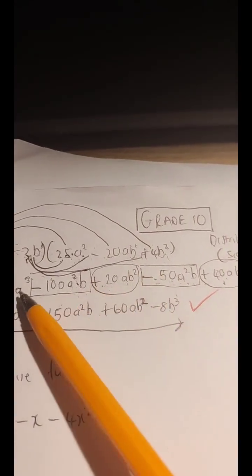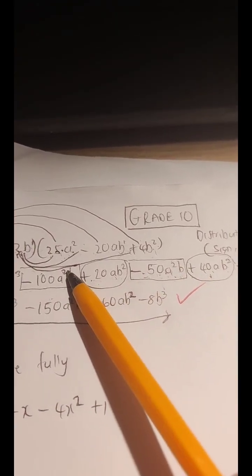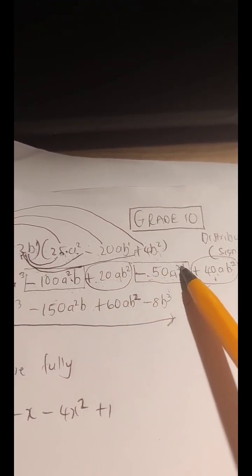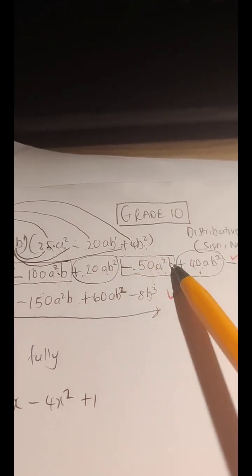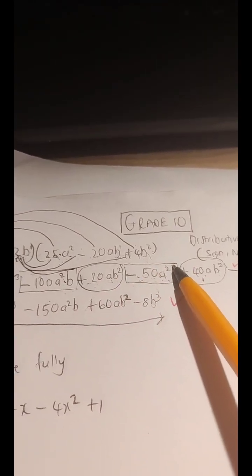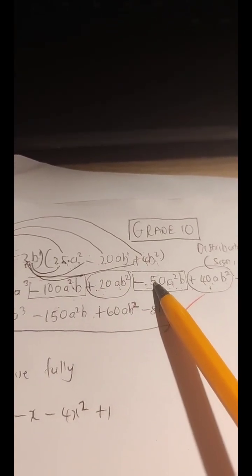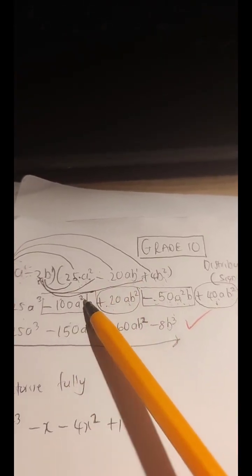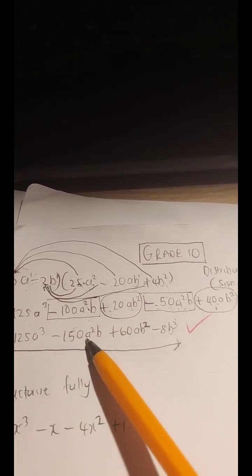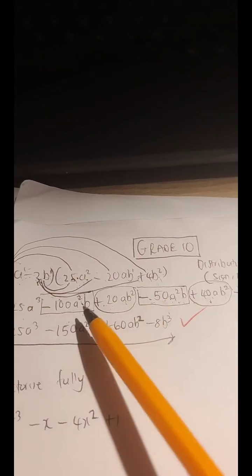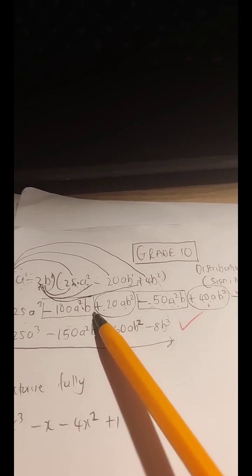These two, I wrote them in a rectangle, both of them, because a has an exponent 2. This a also has an exponent 2. This b has an exponent 1 that you can't see. This b has an exponent 1 that you can't see. So these are like terms. We can add and subtract like terms. So that's why negative 100a squared b minus 50a squared b gives us negative 150a squared b. We can add them because the variable, the letters, and the exponents are the same.